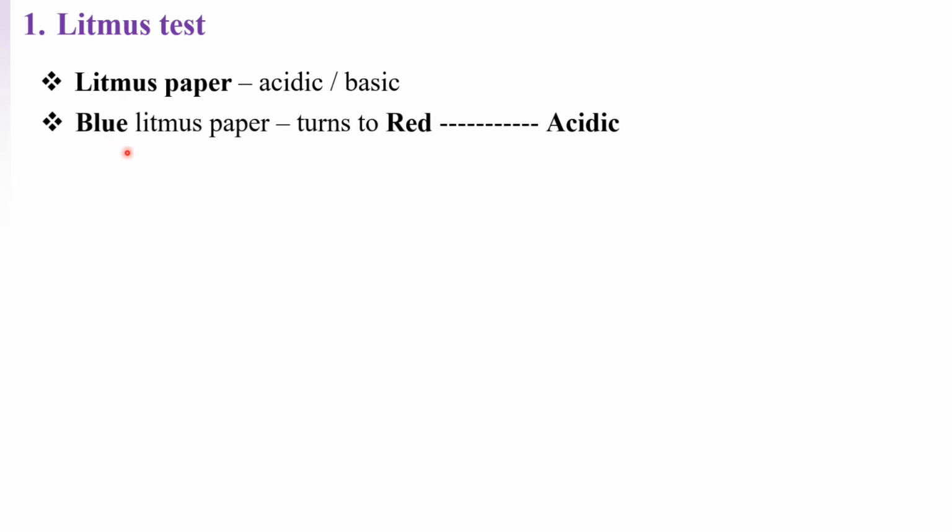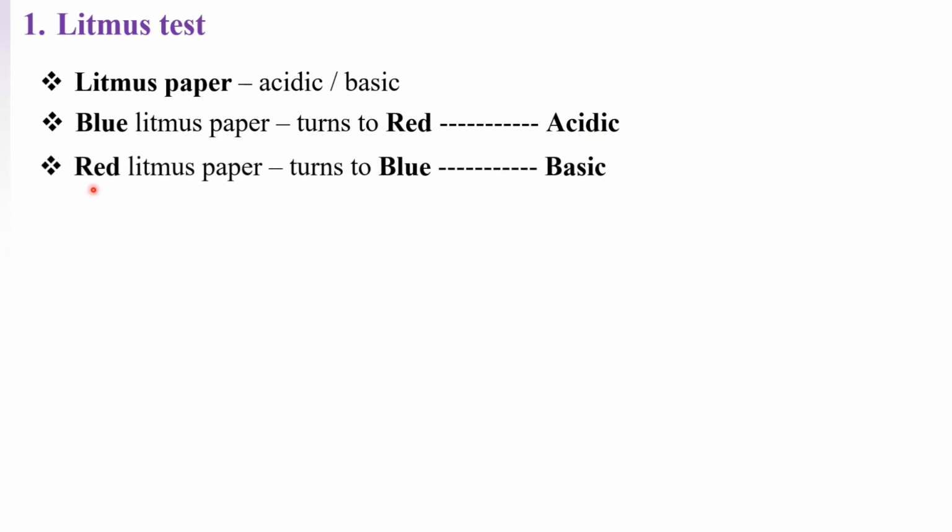Here we are using litmus paper. Litmus paper is used to find out whether a solution is acidic or basic. There are two litmus papers available, one blue and another red. If blue litmus paper turns red, the solution is considered acidic. If red litmus paper turns blue, the solution can be considered basic. So blue to red is acidic and red to blue is basic.